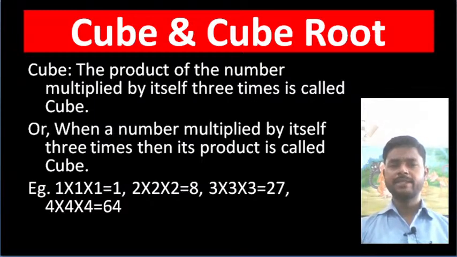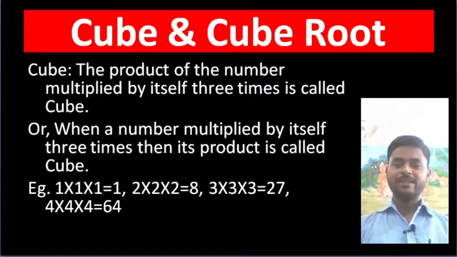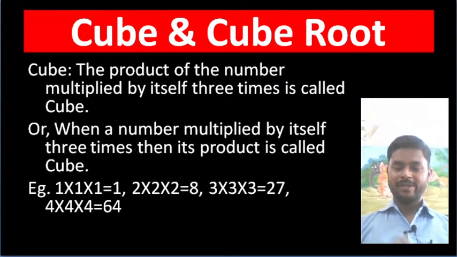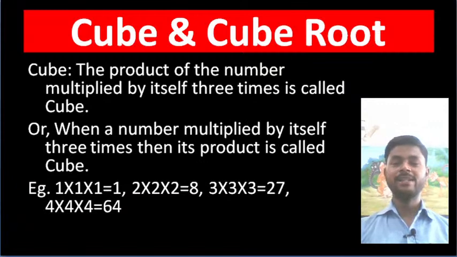You can also see another definition for cube. When a number is multiplied by itself 3 times, then its product is called cube. It means when you want to multiply the same number by itself 3 times, not 2 times. If you multiply 2 times, then it will be square. But when you multiply it 3 times, then it will be cube. For example, 1 multiply 1 multiply 1. It means we are multiplying 1 three times, so the product will be 1. So we can say that the cube of 1 is 1.